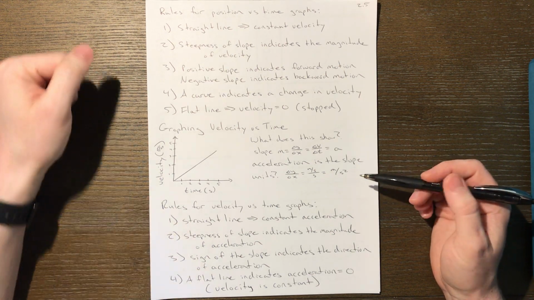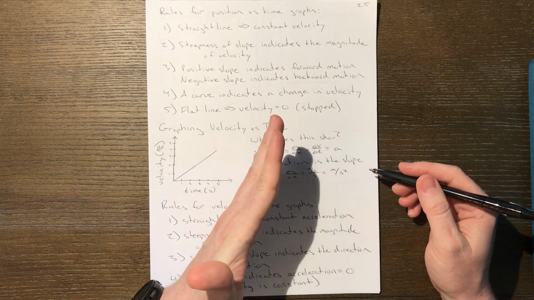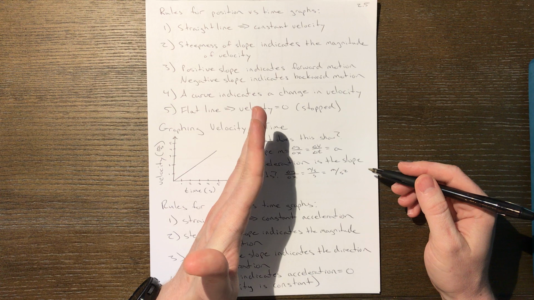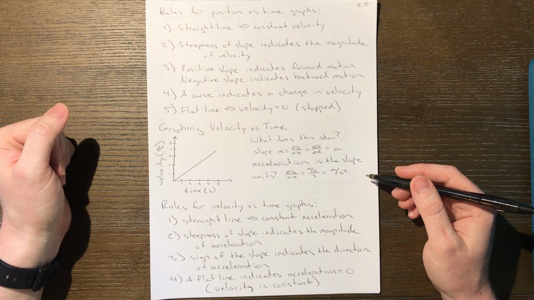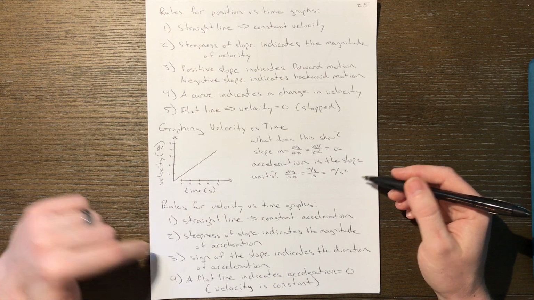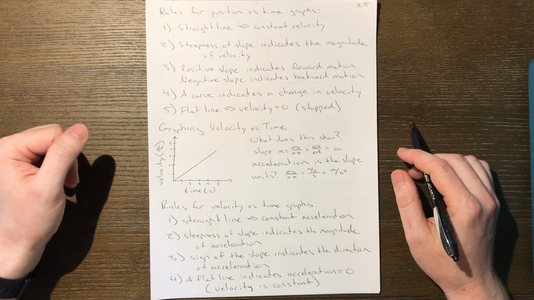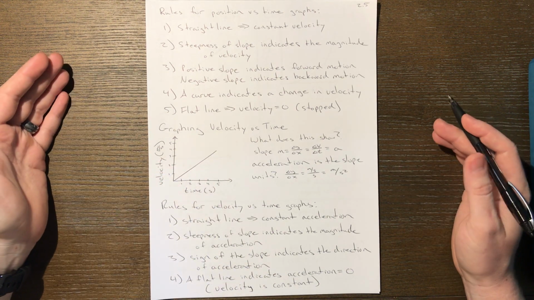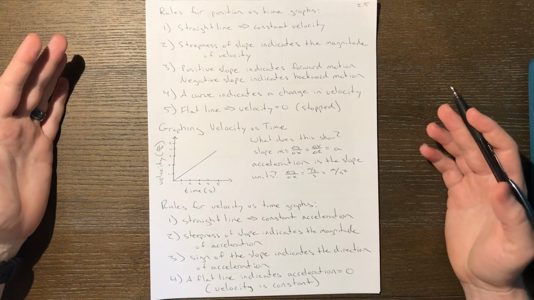Similarly, the steepness of that slope indicates the magnitude of acceleration. If it's very steep, you're changing that velocity very quickly. If it's shallow, you're changing that velocity slowly. Also, the sign of the slope indicates the direction of the acceleration. A positive slope is a positive acceleration. A negative slope is a negative acceleration.